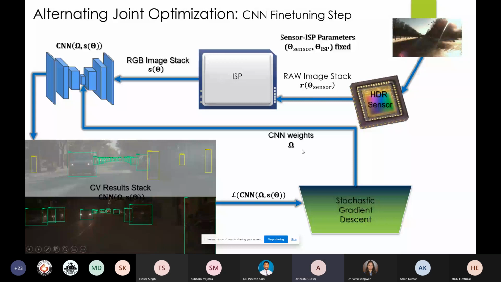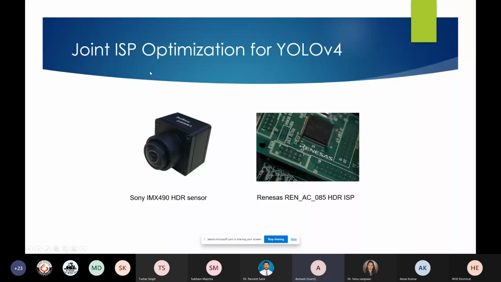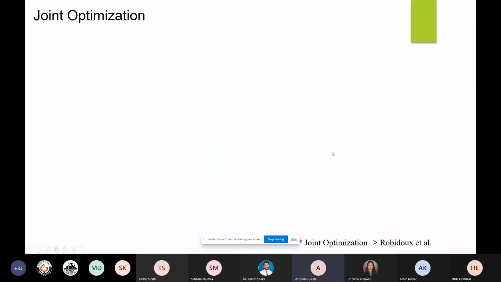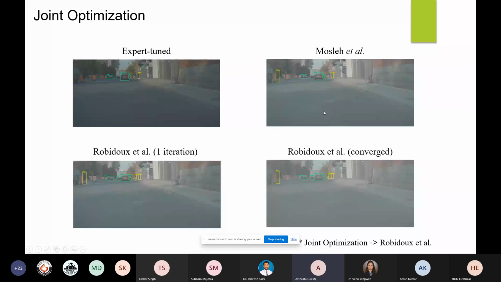One experimental case where we used a 24-bit HDR sensor, IMX490, and the Renesas RENAC HDR ISP simulator. You can see this one is basically the first algorithm that we saw earlier, where it was fixing the CNN weights and just optimizing for the ISP. And this is basically the converged result with the joint optimization.